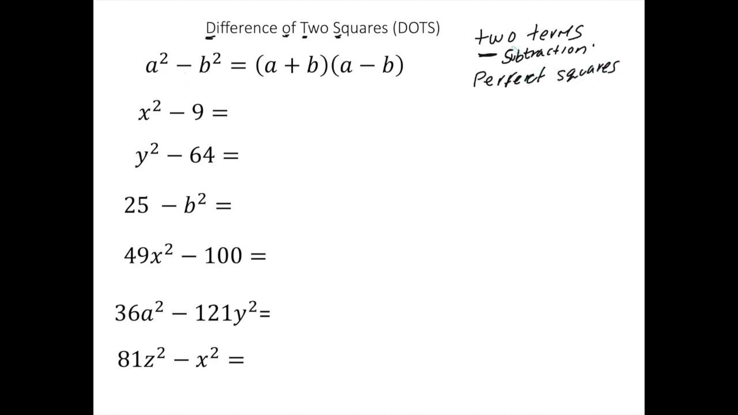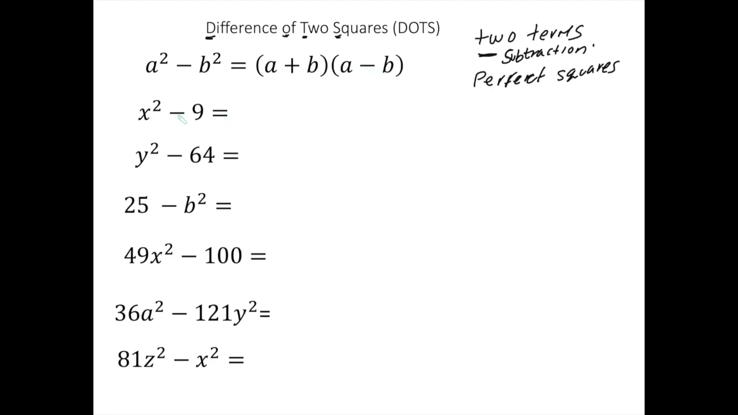Now the rule for factoring the difference of two squares is you have a squared minus b squared equals, and then in parentheses, a squared is a times a, and b squared, which is perfect, is b times b, and then you have a plus and a minus. So the signs inside are opposite.